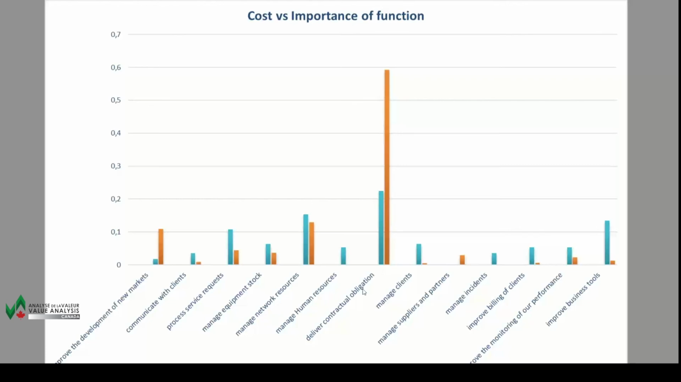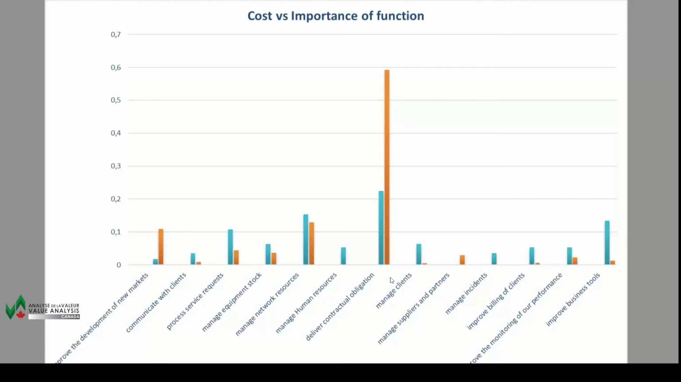Same with the one in the middle, deliver contractual obligation. It was quite important, but this is where most of the money went. And then you have others, like the second one, communicate with clients. It was quite important. There's a little bit of importance, the blue line, very little money associated with that function. So again, right from here, they said, well, maybe we're not putting the money at the right place.